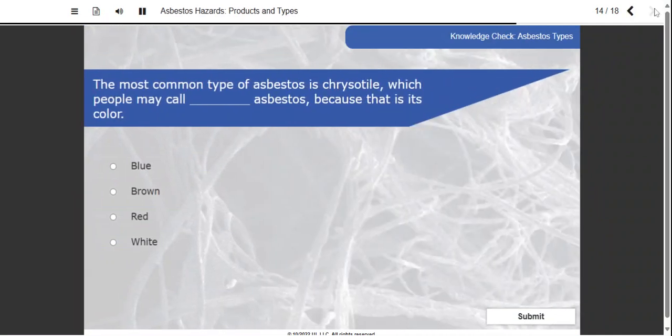The most common type of asbestos is chrysotile, which people may call what due to its color.